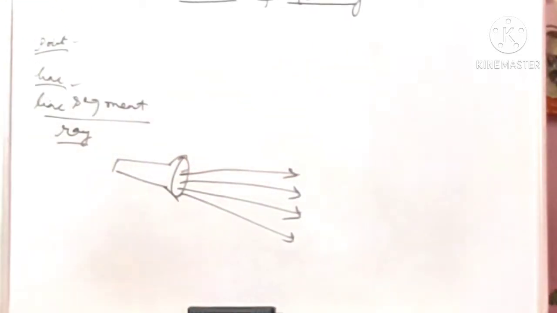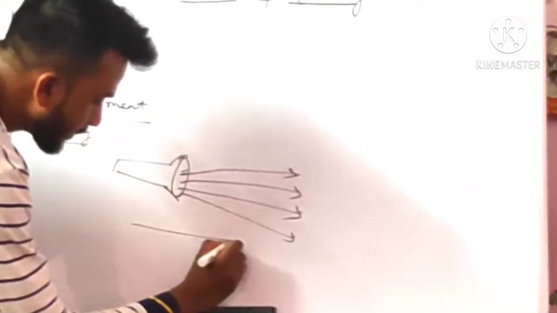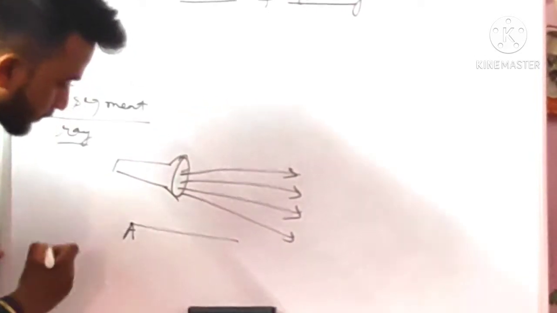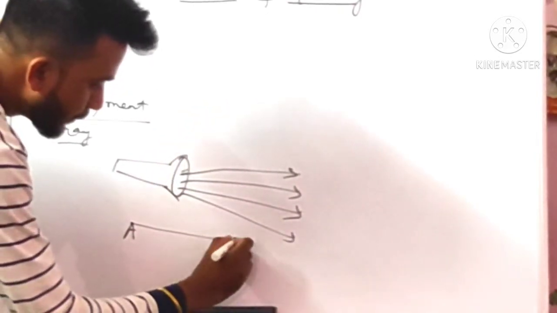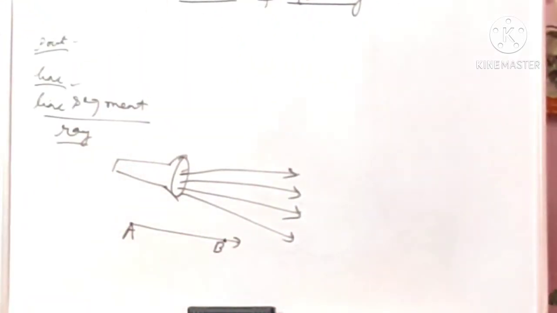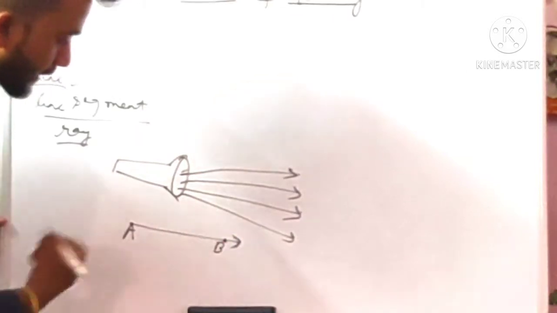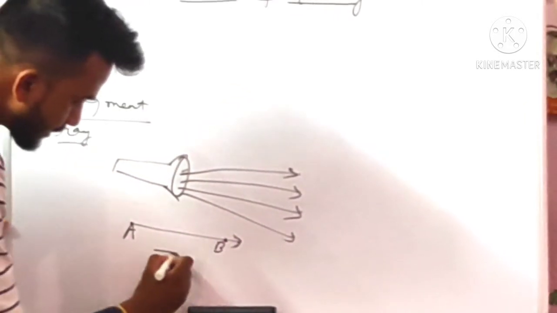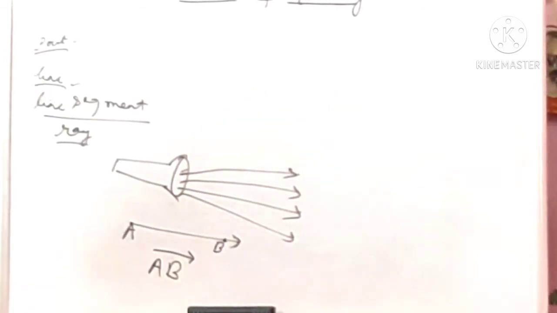A ray has a starting point that we know. Suppose this point name is A, but we don't know the ending point of it, because we don't know till where it will go, and that's why it is denoted like that, with one arrow in one direction. Suppose AB is a ray, so it can be denoted as one arrow in a definite direction.